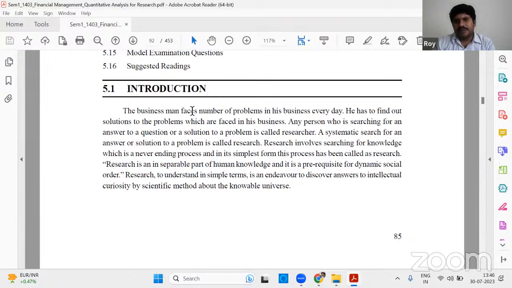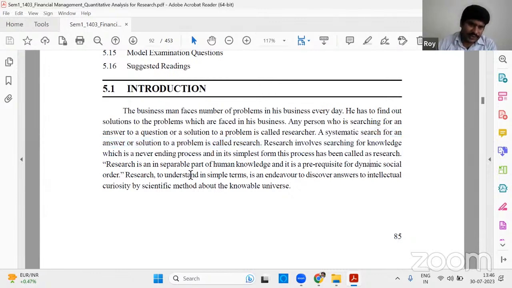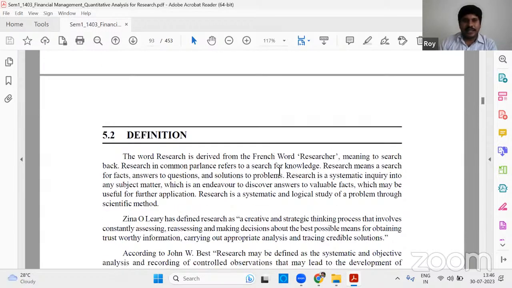See, when there is a problem, there will generally be a solution. Because there is a solution, there is a problem. Someone said like this: a systematic search for an answer or a solution to a problem is called research. Remember this. It involves searching for knowledge, and it involves a lot of things. Research is an inseparable part of human knowledge, and it is built into us, to discover and find. Even a newborn child starts learning things in that way.